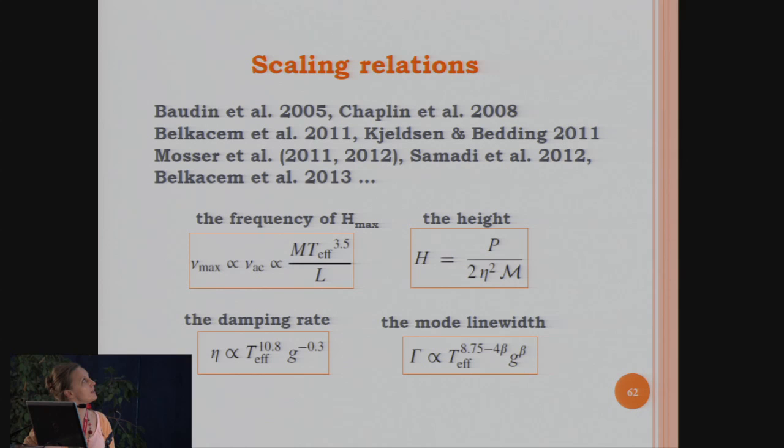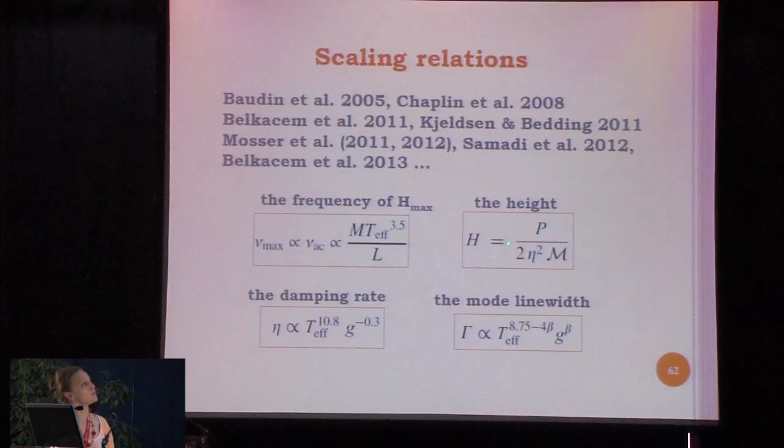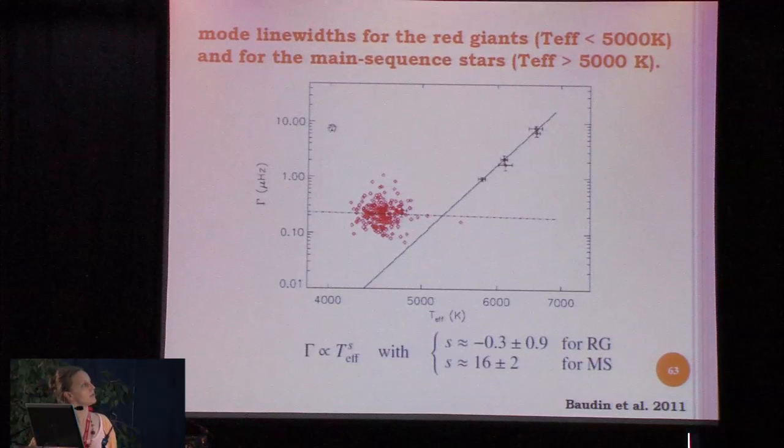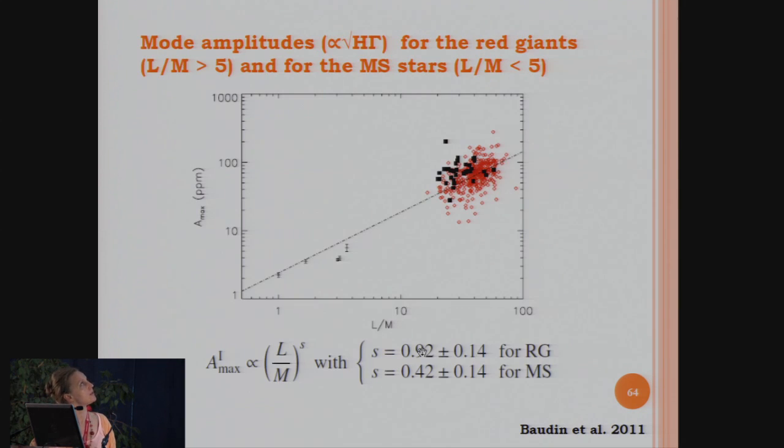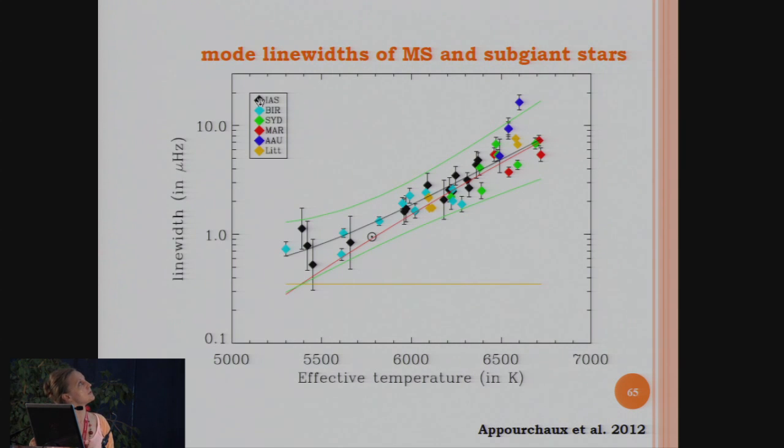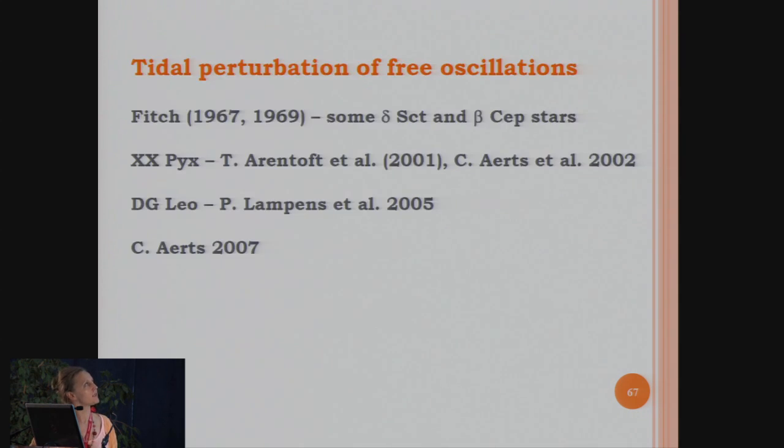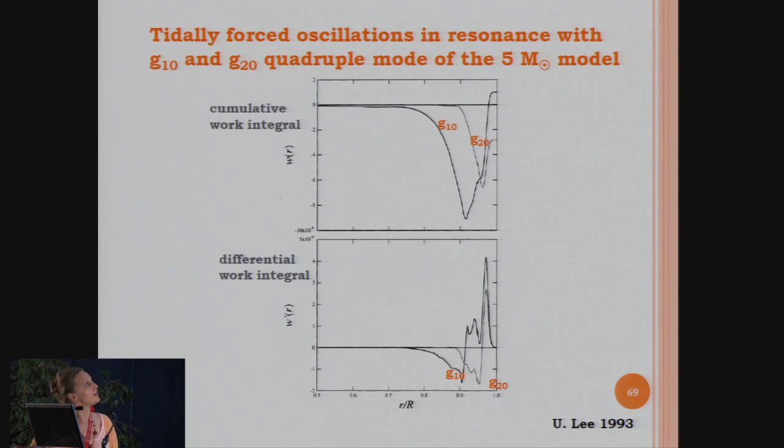And solar-like oscillations, there are many talks during this conference about this, so maybe I will not say too much about this. What is important are scaling relations, which are intrinsically related to the mode properties, like the mode line width or damping rate or height. And thanks to missions like CoRoT and Kepler, we can find some empirical relations, like the line width versus effective temperature for red giants or for main sequence and supergiant stars. And this relation can be confronted with theory. And well, tidal effects, I think I don't have time for this.